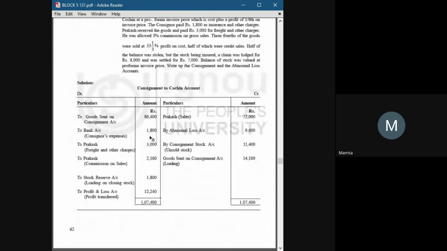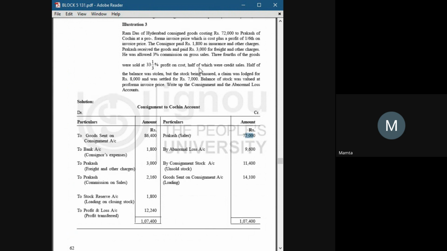And the entry for the same would be Prakash account debit to consignment account. We have put this amount, 72,000. Now, Prakash was entitled to a commission of 3% on gross sales. Gross sales we have made for 72,000, and 3% of 72,000 would be 2,160. And the journal entry for the same would be consignment account debit to Prakash.